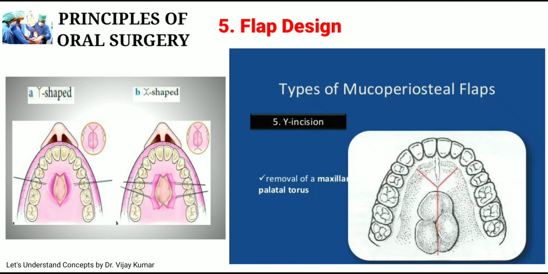Coming to the fifth flap, which is your Y incision. So you can see here is the torus palatinus, and for removal of this torus you go for a Y incision. It will protect your neurovascular bundle coming out from the incisive foramen, and also it will protect your GP vessels.